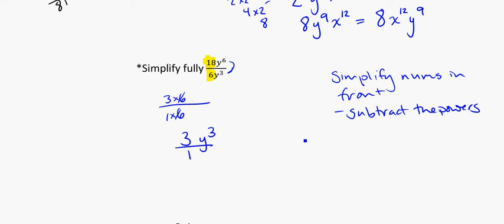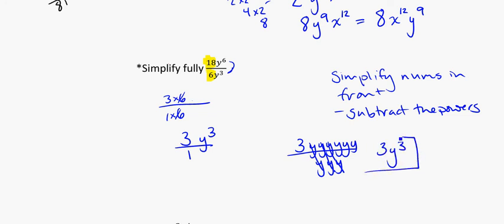But another way to visualize that, if you would like to, is that this is going to be 3, and there are 6 y's on top, and 3 y's on bottom. And we can cancel them off one for one with each other. So if I take 3 off the bottom, I have to take 3 off the top, and I'm left with the 3 y's there. And again, y times y times y is the same thing as y to the power of 3. So this is your final answer.